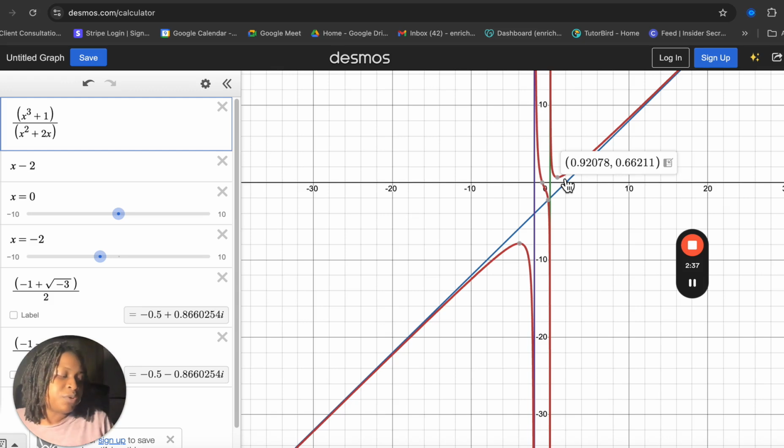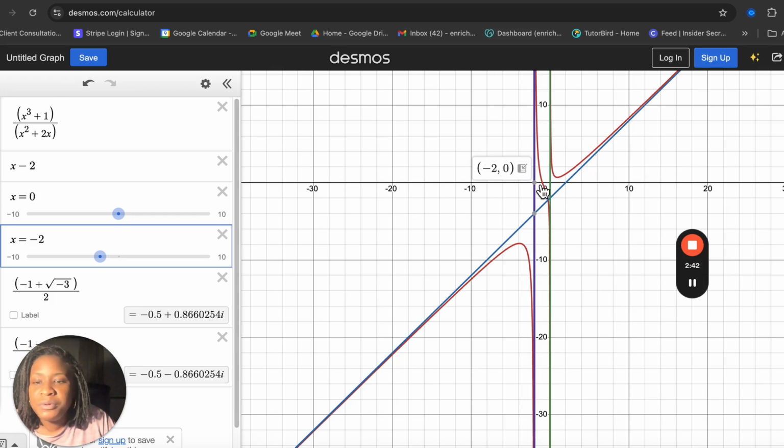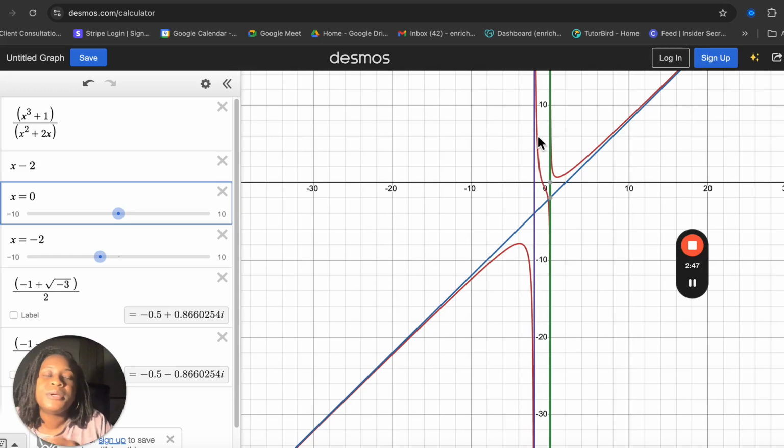Our discontinuities, we had vertical asymptotes. We had one at x equals -2, and we had another one at x equals 0, and we can see that our graph does not cross either of those lines. And then our end behavior, since our exponent on the numerator is an odd number, we should have odd behavior. So it should have one side going up and the other side going down infinitely, and it does, so that checks out.